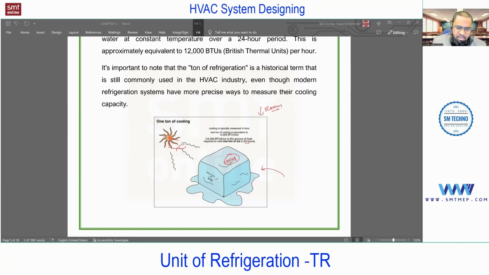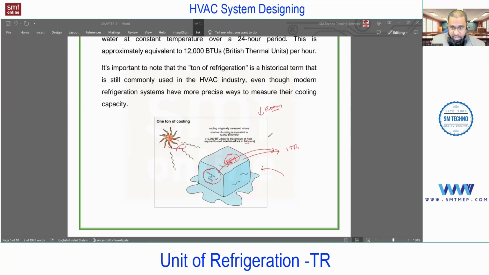So the cooling effect produced by melting of 1000 kg of ice is 1 ton of refrigeration. So this 1000 kg is ton. With that, we are getting the cooling effect. So we are calling it 1 TR. So both are interrelated but different. Because of this ton, we are getting this ton. Because of this ton weight, we are getting this cooling effect. So the pronunciation is the same, but the concept is different. Very simple. Got the idea online?